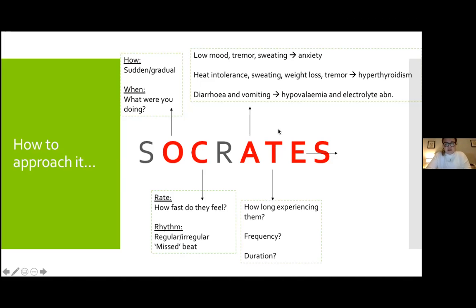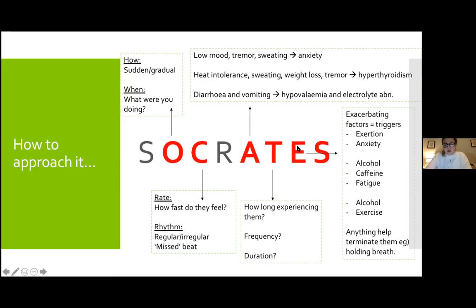You also want to ask in terms of timing, how long have they been experiencing these for, and how often are they having them, and how long do the palpitations actually last for? And then you want to ask about exacerbating factors, and these are your triggers. So are the palpitations triggered by exertion or anxiety? That might be your sinus tachycardia.